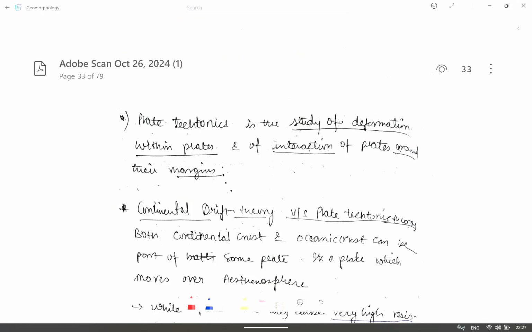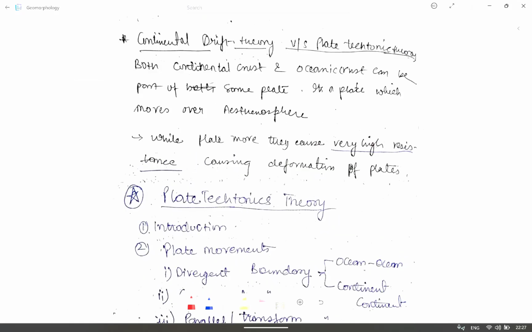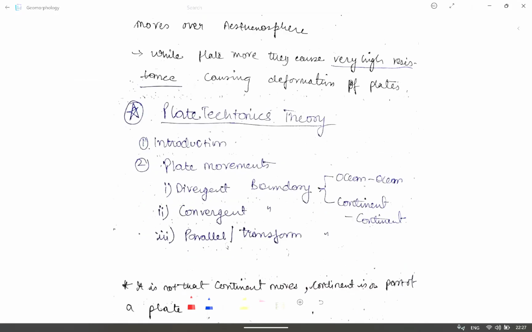Now, plate tectonics is the study of deformation within plates and of interaction of plates around the margins. What is the difference between continental drift theory and plate tectonic theory? Both continental and oceanic crust can be part of the same plate. It is a plate which moves over the asthenosphere. While plates move, they face very high resistance, causing deformation of plates as well.